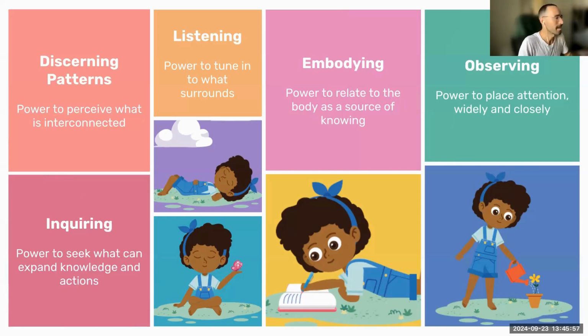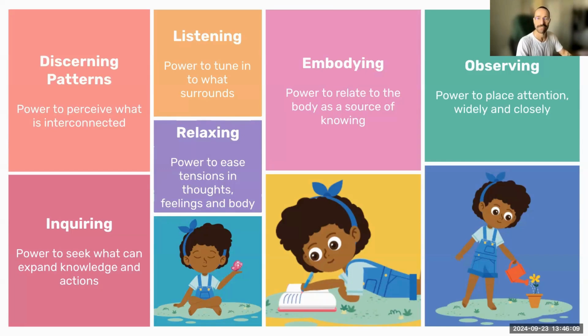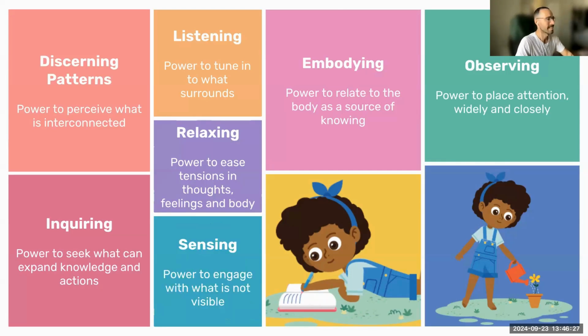Inquiring, that's a power to seek how things can move forward or how knowledge and actions can expand. Relaxing, it's often forgotten. It's the power to ease tensions in thoughts, feelings, and body. Sometimes we say that relaxing is a kind of primer capacity because it helps all the other ones. You listen better when you relax, you observe better when you relax. Sensing is the power to engage with what is not visible. Sometimes people think this is intuition or fine sensitivity, or even imagination can be a form of sensing.